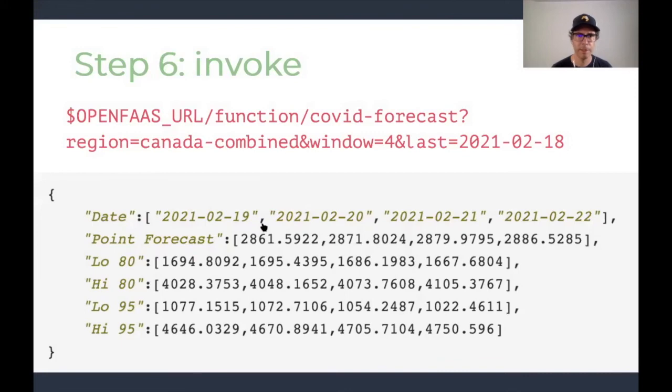When all this is done, it is time to invoke the function. Go to your OpenFaaS URL/function/function-name, provide some parameters, and this is the JSON you can use on the front end to provide a numeric summary or draw an interactive graph.